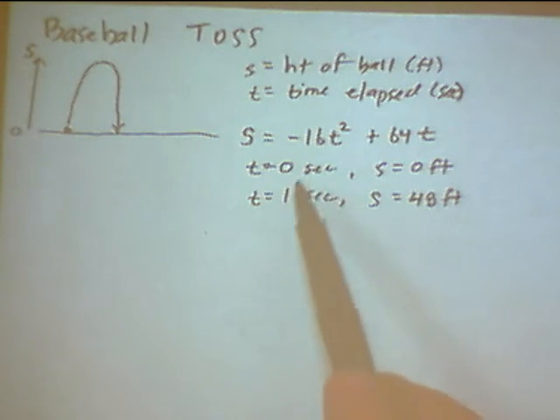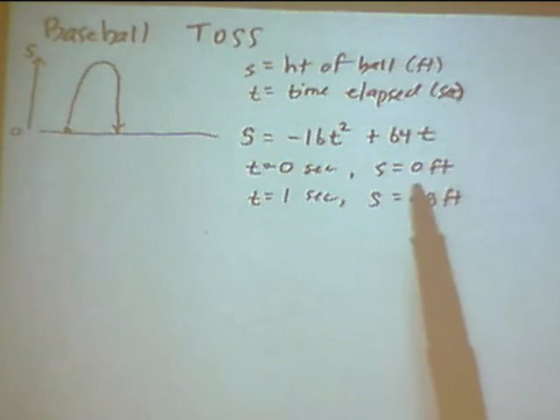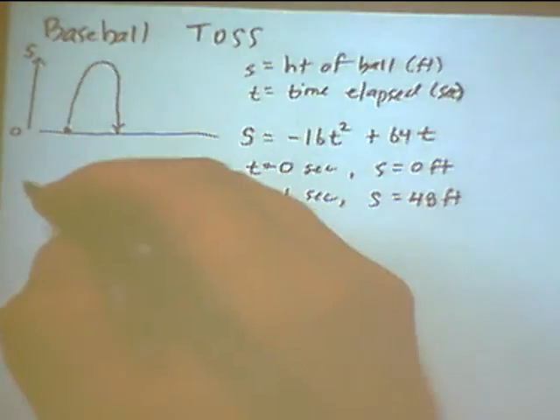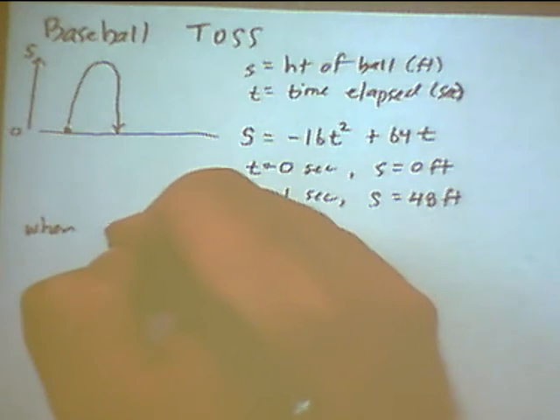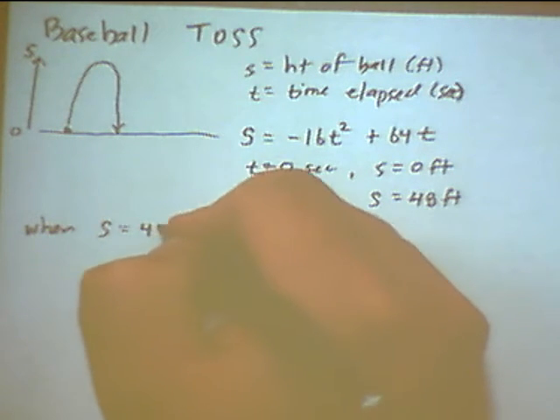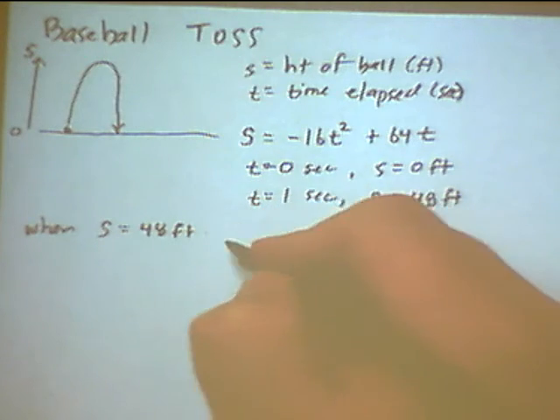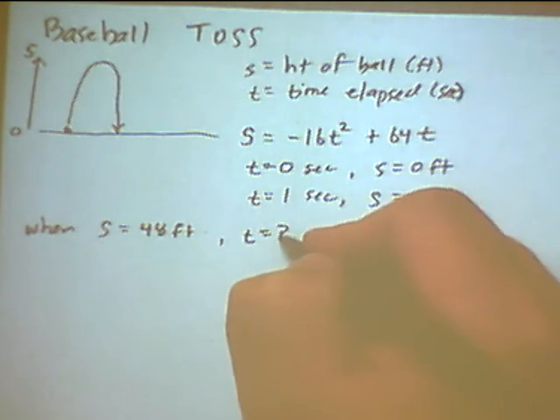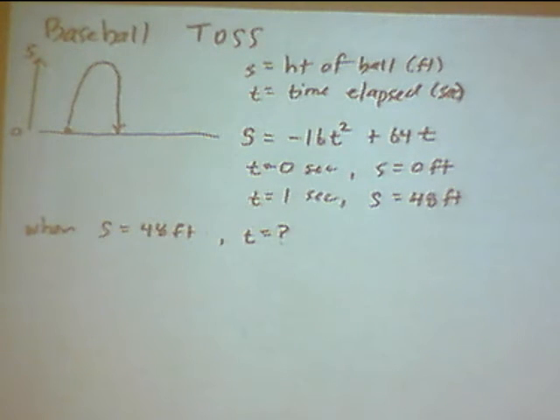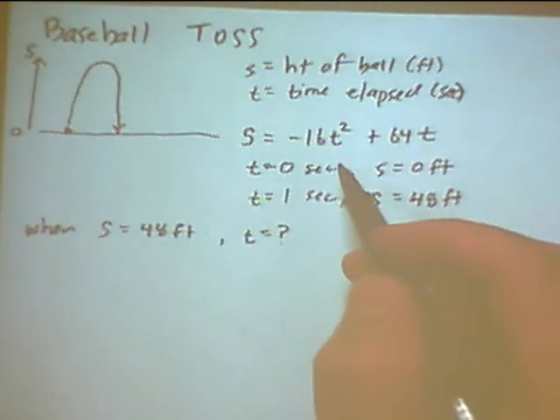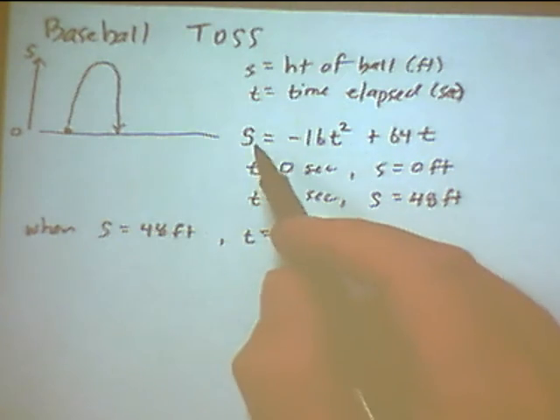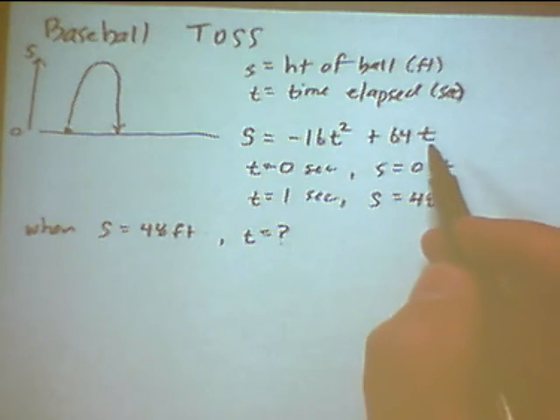But let's assume we didn't do this right here, and let's actually solve the problem assuming we did not know the answer. So they're saying when the height of the ball is 48 feet, what will the time be? In other words, they're asking how much time does it take for the ball to get to 48 feet? How would we do that? Well, we would take our equation, and I'm going to set s equal to 48 and then solve for t.